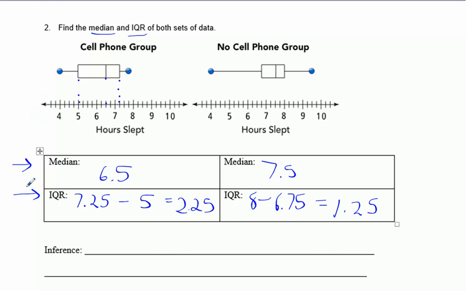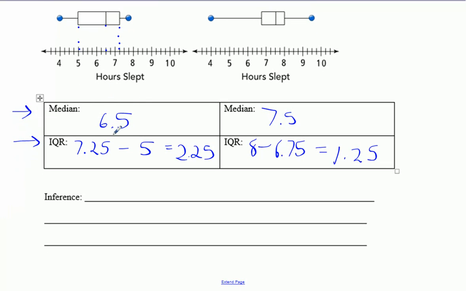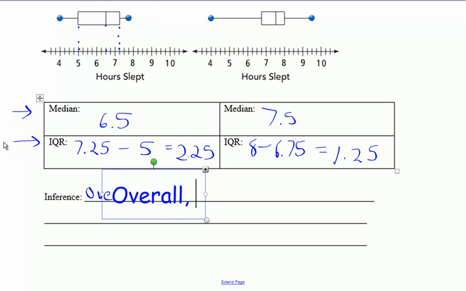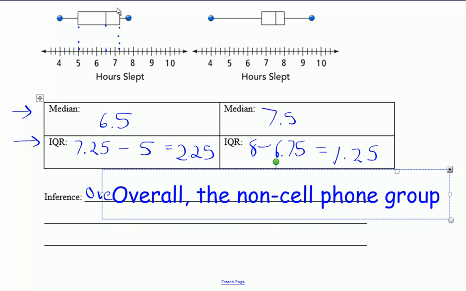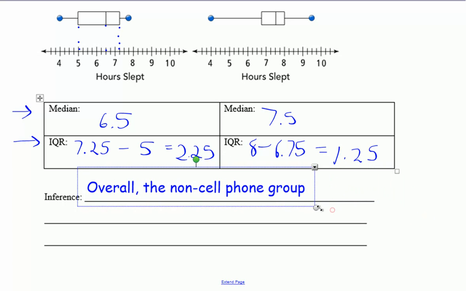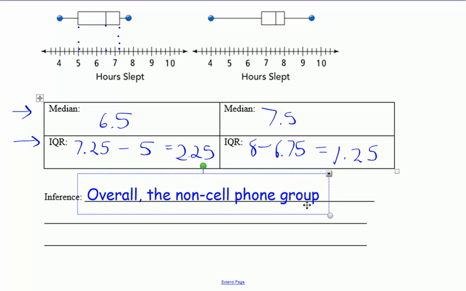Now, 2 sentences I can write. 1 sentence is going to deal with the median. 1 sentence is going to deal with the IQR. So again, overall, actually I might type it just because it'll be a little smaller. Overall, now I gotta go back and look what I was talking about. Overall, I like to do higher, so I'm going to say the non-cell phone group. Let's get some of this out of here. Overall, the non-cell phone group, there we go.